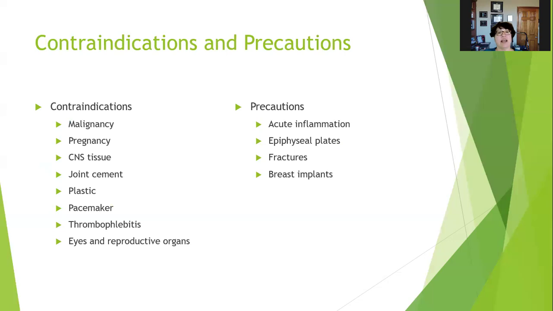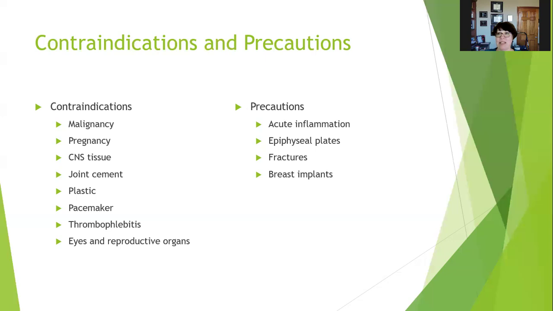Contraindications and precautions, as usual, malignancy and pregnancy. Those are always contraindications for just about every modality. Central nervous system tissue. So if someone had a laminectomy where they had their lamina removed of one or more of their vertebrae, you don't want to do ultrasound over that area because you're ultrasounding directly over central nervous system tissue without a barrier in between.